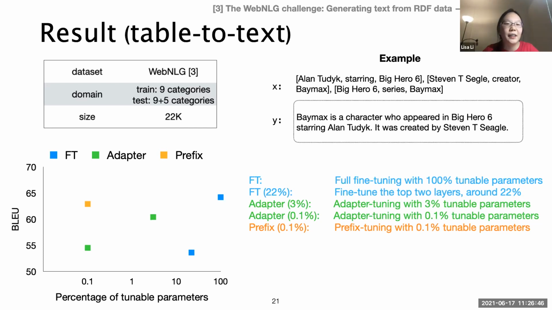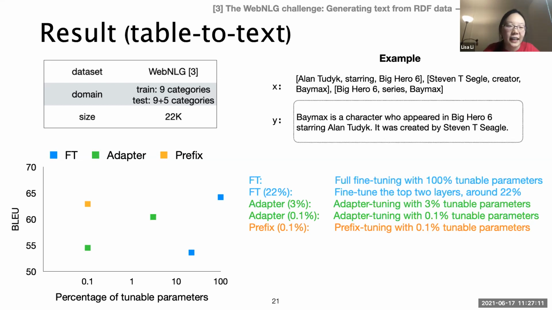And we also try on the WebNLG dataset. Each example in this dataset is labeled with 1 category. The training set contains examples from 9 categories. And 1 example category is comic characters, which is also the example that I have here on the right. It is an example about Baymax, and the format of X is a sequence of entity, predicate, entity triples.